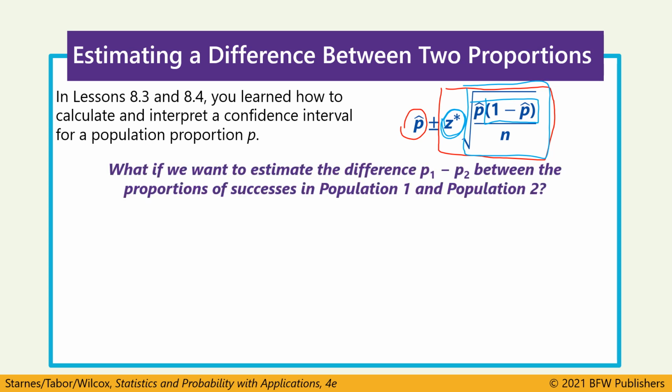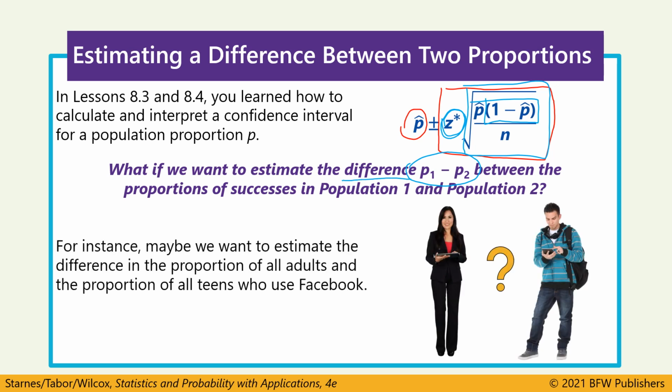So in this section, we're doing the same thing, except instead of having one sample, we're going to have two different samples. So we're talking about estimating or creating a confidence interval for the difference between two proportions from two different populations. For example, we might want to estimate the difference in the proportion of all adults and the proportion of all teens who use Facebook.